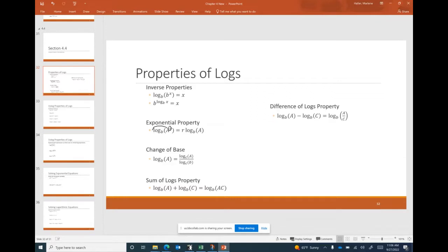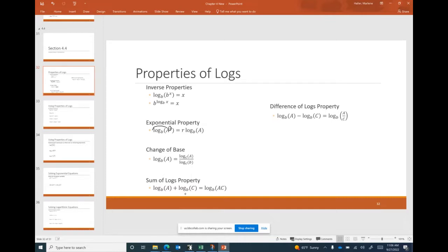Okay. Two new properties I want to introduce here. One is the sum of logs property. Sometimes this is called the sum product property, because this property says if we have two logarithms with the same base and we're adding them, we can rewrite that as a single logarithm, and the arguments of the sum become a product of those arguments when we combine them, right?